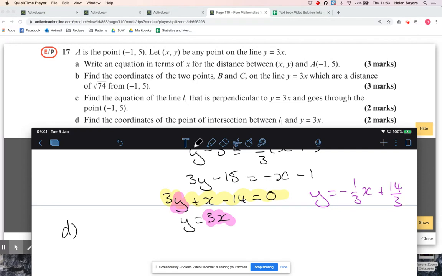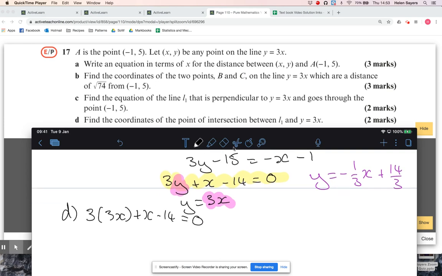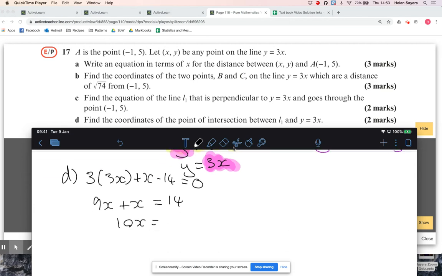There's plenty of variations on how you might tackle it. They're perfectly fine. So 3, and then when it says y, I'm going to substitute in 3x, plus x. I'm going to have to write a little bit wonky because I'm going over myself. So all that is me substituting y equals 3x into that equation there. That would give me 9x plus x, and then I'm going to add the 14 over. So 10x is 14. So x is 14 over 10, which is 7 over 5.